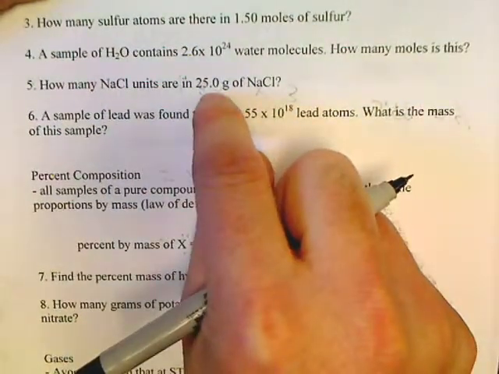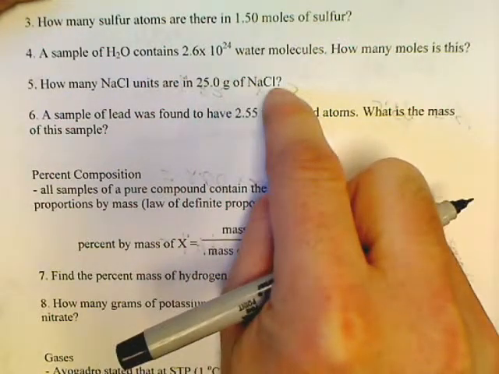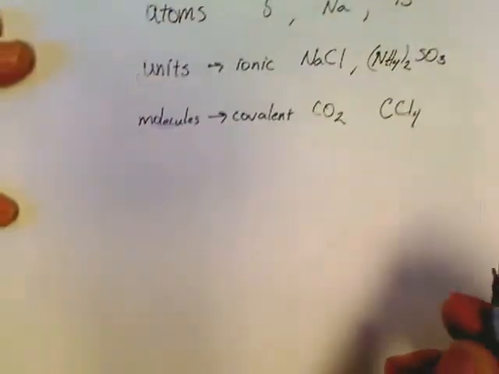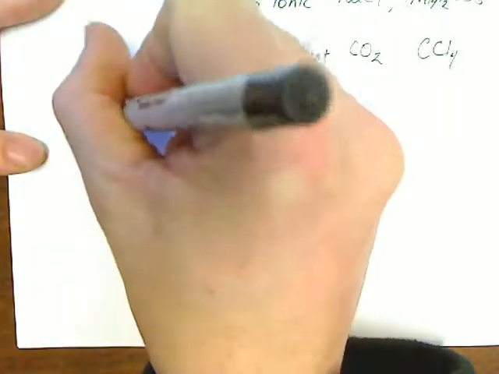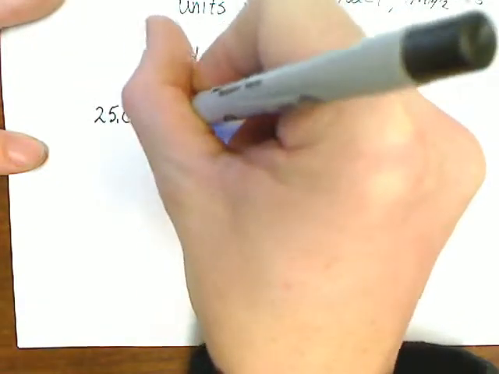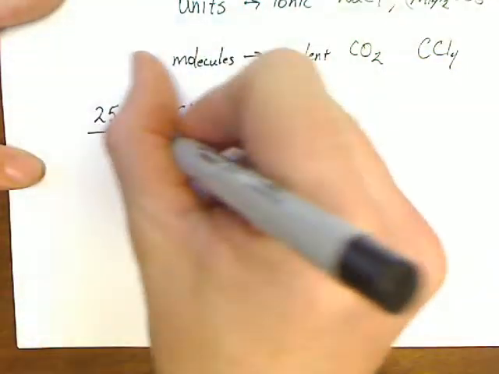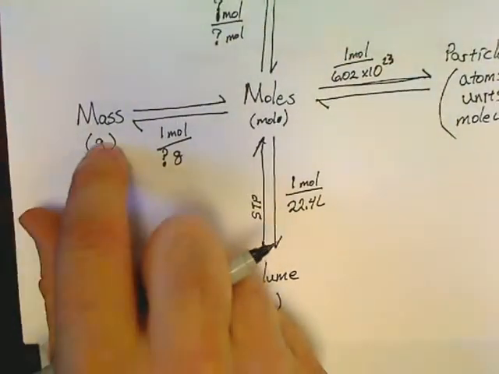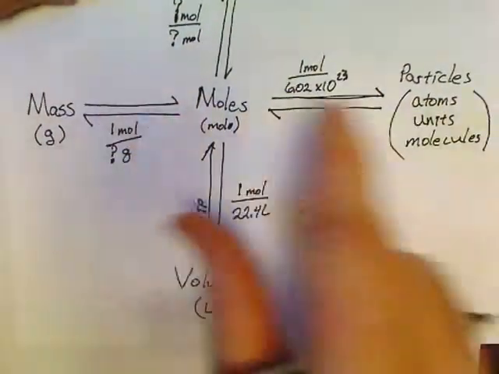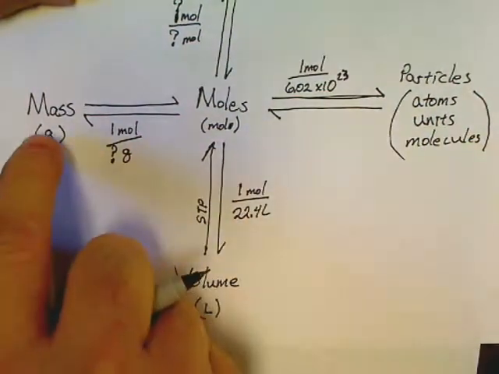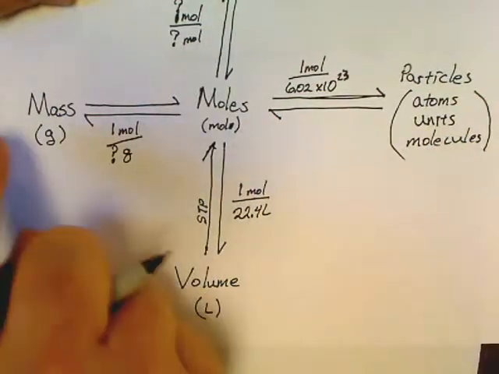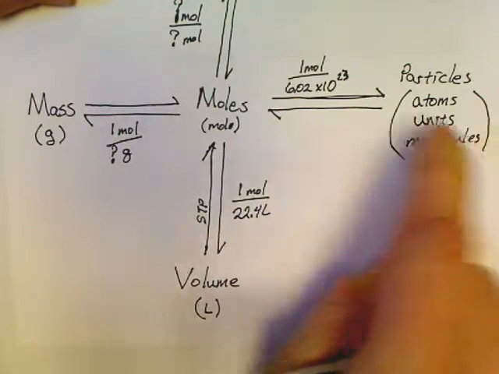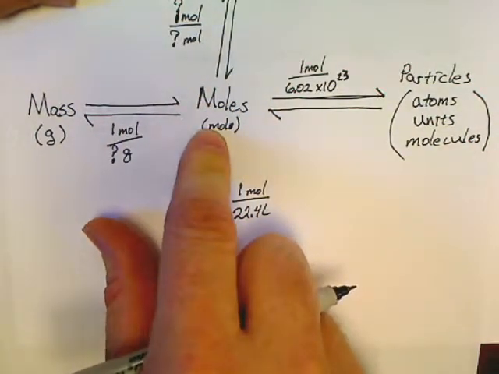Check this one out. It starts you with 25.0 grams of NaCl, and it asks you for units. So it's starting you in grams, and it's asking you to go to particles. This problem is going to have 2 steps, 2 steps to get from mass all the way to particles. So step number 1 is I've got to convert to moles.